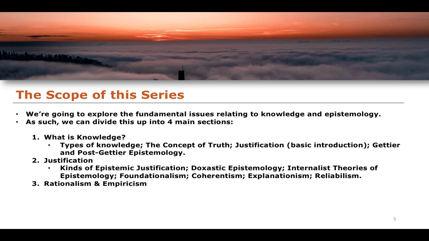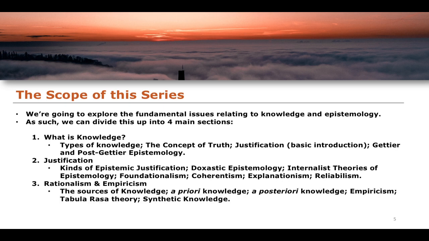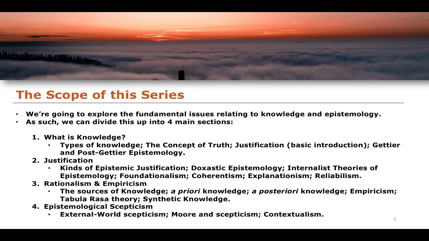We'll talk about the various different sources of knowledge, the distinction between a priori knowledge and a posteriori knowledge as well. We'll talk about empiricism in a lot of detail. We'll talk about the theory of tabula rasa, which is something that is developed in the Enlightenment period of philosophy, as well as looking at Kantian interpretations of knowledge, the idea of the synthetic a priori understanding of the acquisition of knowledge as well. And then finally, in the final section, we'll talk about epistemological skepticism. So we'll talk about what external world skepticism says, we'll talk about what the philosopher Moore says relating to skepticism, finishing by talking in a little bit of detail about the concept of contextualism.